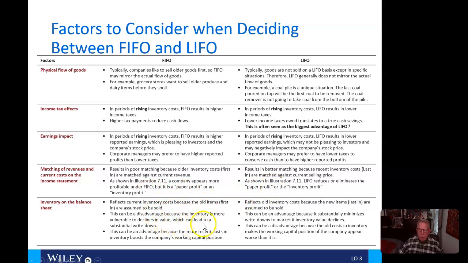And then inventory on the balance sheet. FIFO results in the disadvantage because inventory is more vulnerable to declines in value because that inventory is older. So in theory, LIFO might substantially minimize your write-downs if inventory values decline. So it's a tricky little scenario as to which one you want to take, but most companies that I know of anyway use FIFO for book and LIFO for tax.